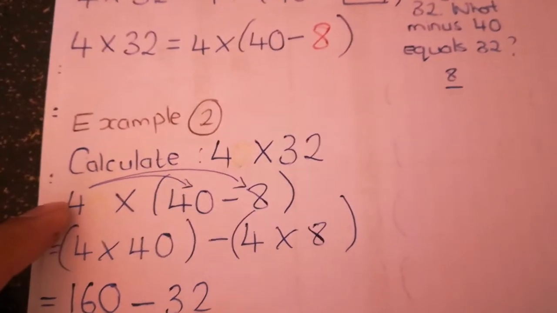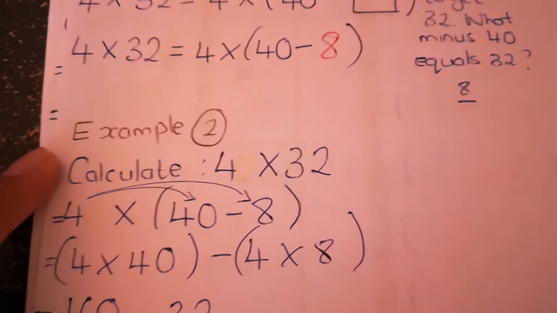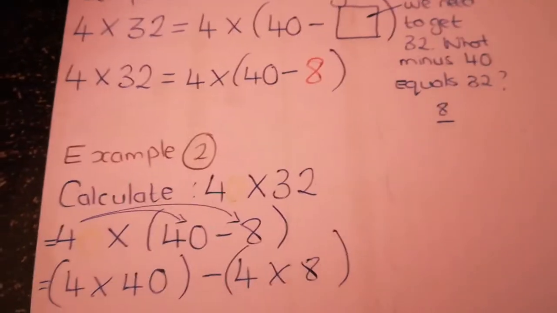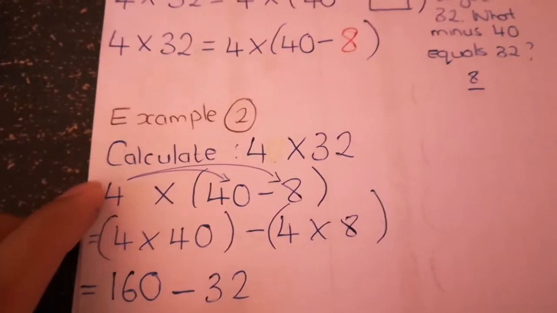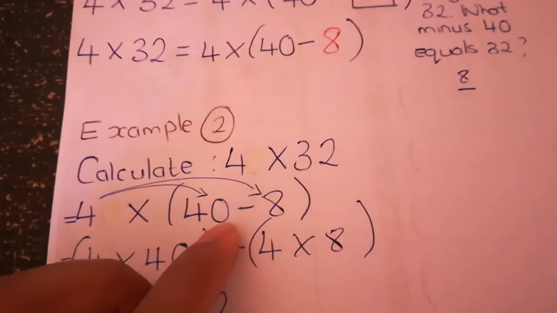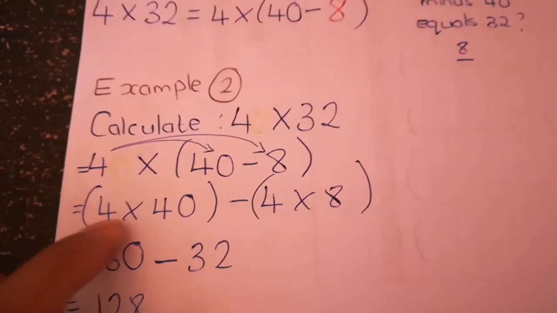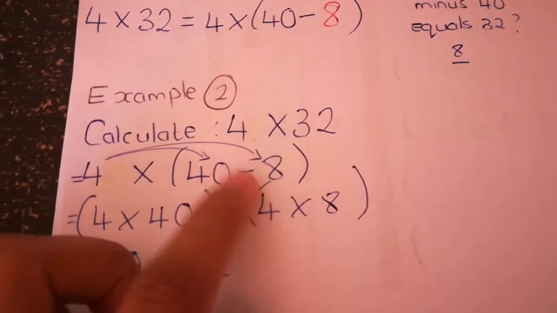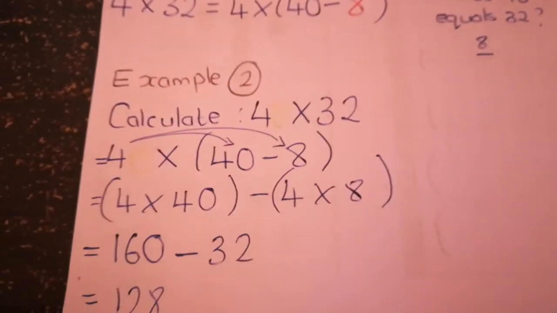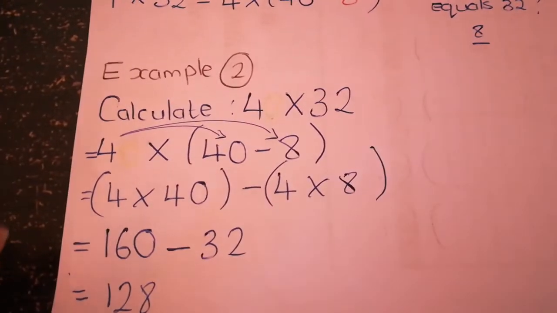Now we are going to distribute the same thing that we did yesterday. We are going to distribute the 4 to the 40 and the 8. So let's do it. Right, so we're going to say 4 times 40 minus 4 times 8. So here we go. 4 times 40 minus 4 times 8. Please do not forget about the minus sign in between the 40 and the 8.